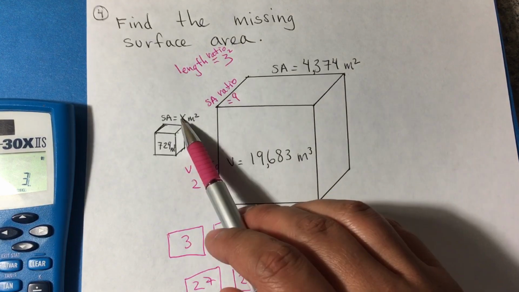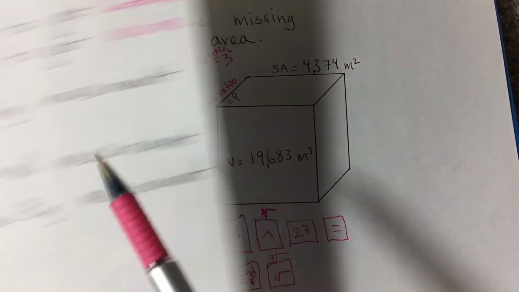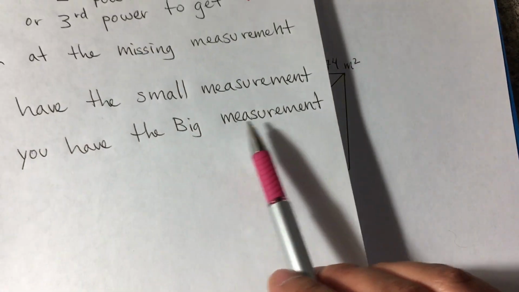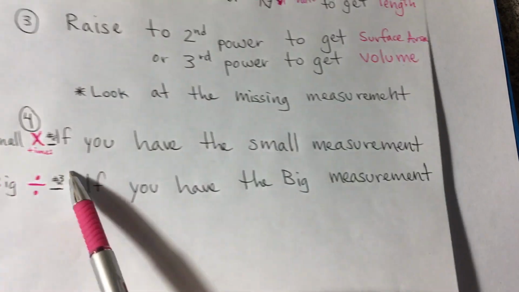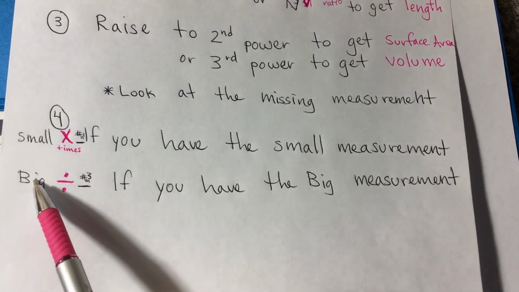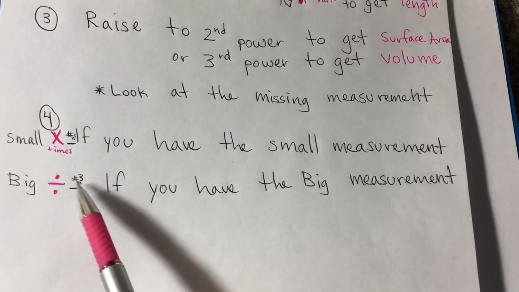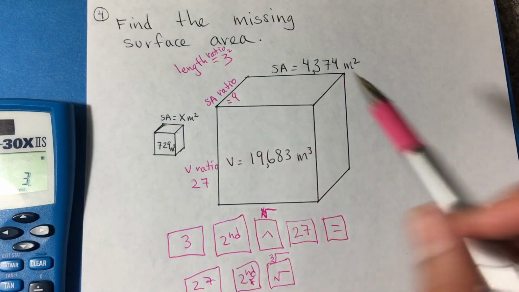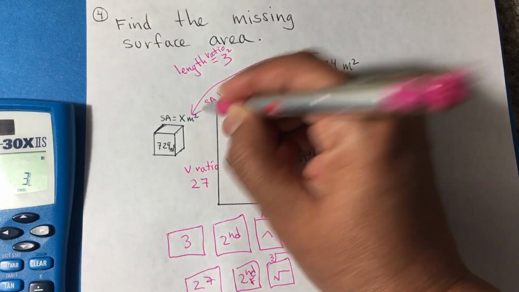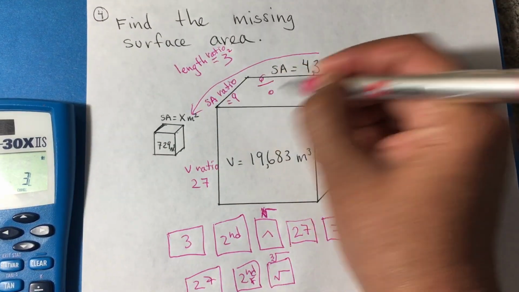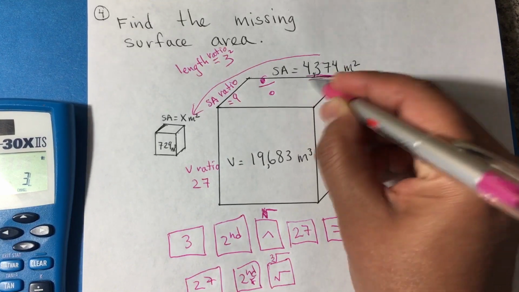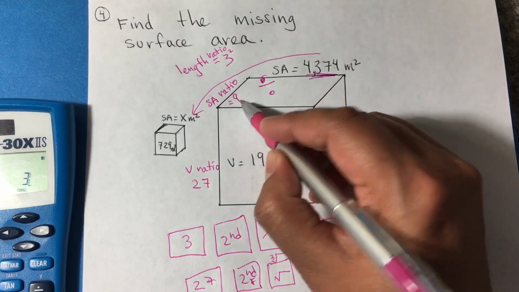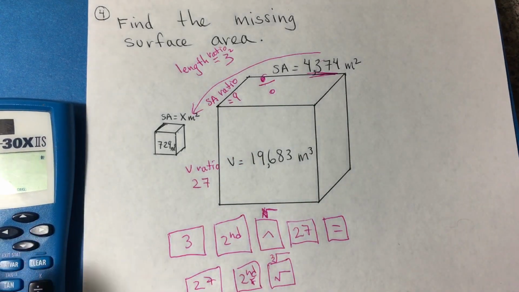Which one are we missing? Which one do we have? It says we have the bigger. So it says if you have the big measurement, then what are we going to do? We're going to divide that big number by the number that we found, which is 9. So in here, to go from here to here, we're going to divide this surface area by 9, and that'll give us the value of x.